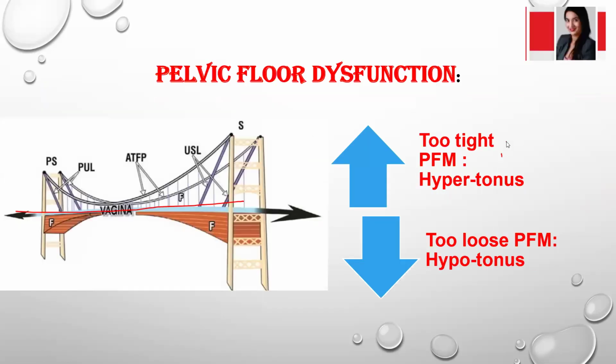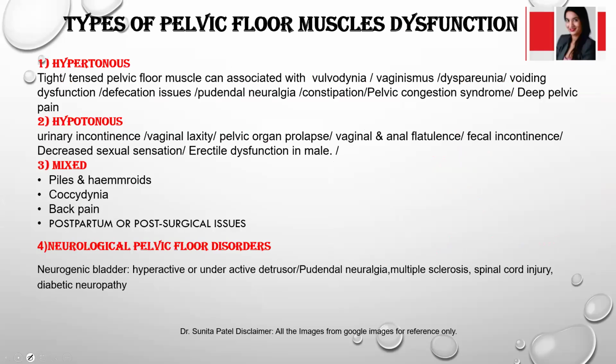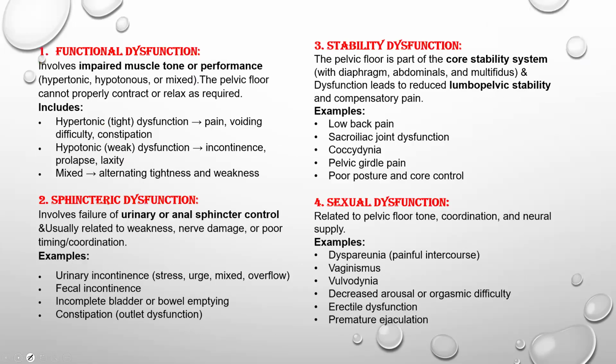Too much tight pelvic floor is a hypertonus pelvic floor. Too much loose pelvic floor is a hypotone pelvic floor. Or you can say hypotone, mixed, or sometimes it can be neurological. The nerves, pudendal nerve, or the nerves that supply those muscles and areas can also have issues, which are neurological dysfunctions.